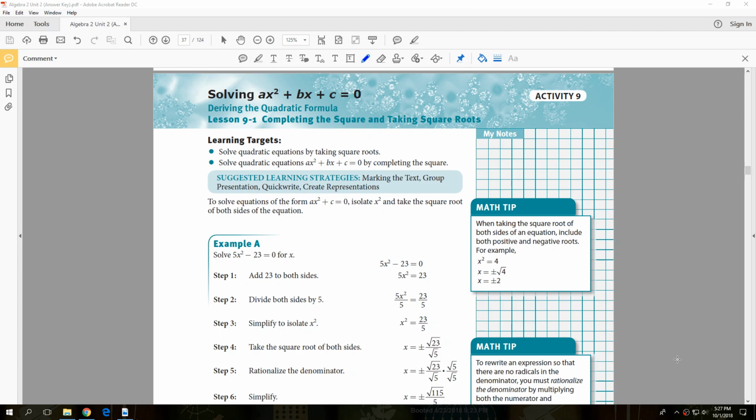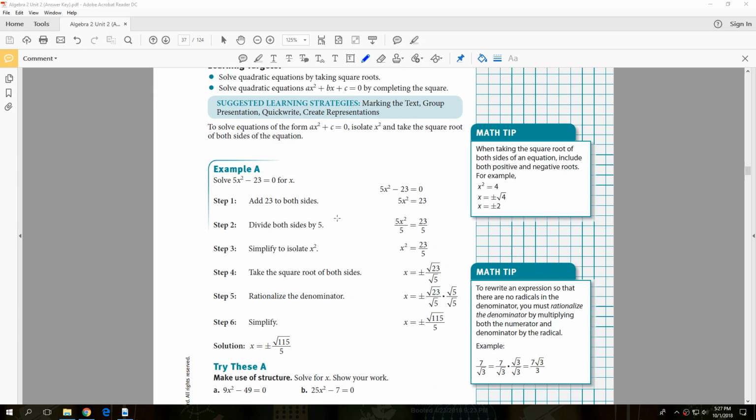Alright guys, so this is activity 9, lesson 9-1, and it's all about deriving the quadratic formula. This first part is about completing the square. How do you complete the square, and also taking square roots. Actually, we do these in opposite order: taking square roots and then we complete the square. Okay, so here's our first example.